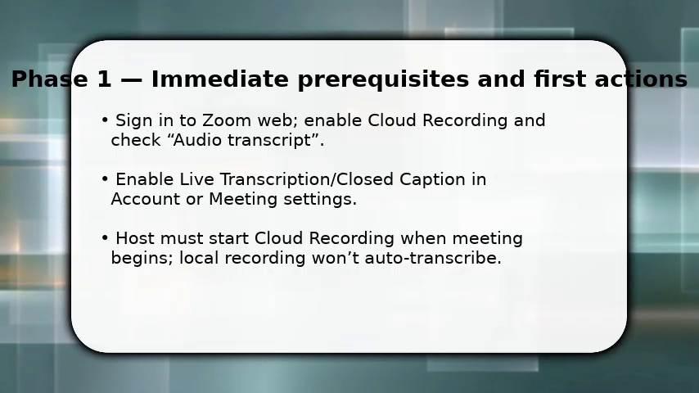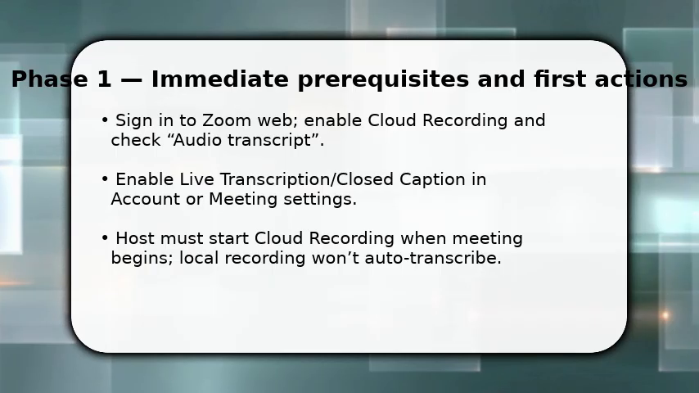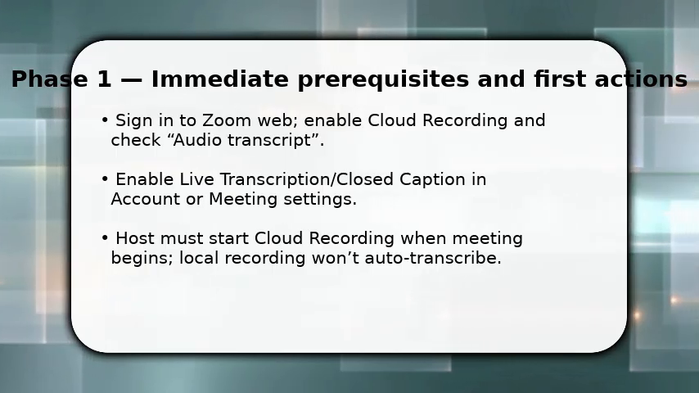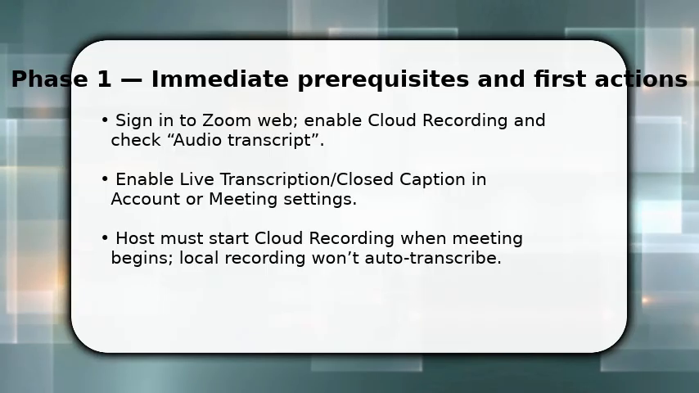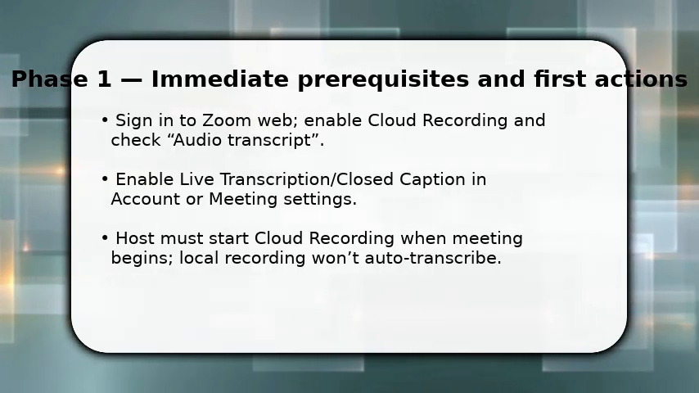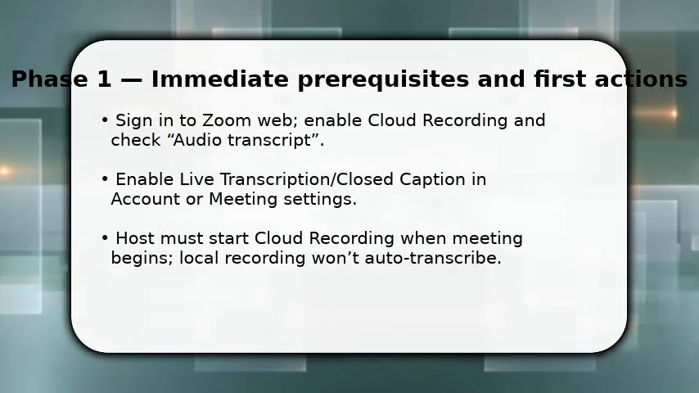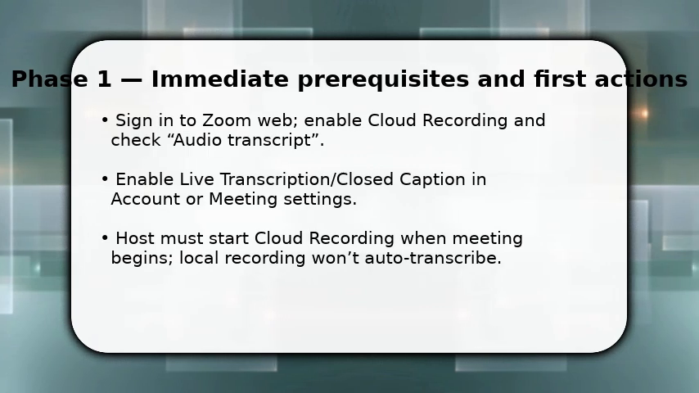Once done, turn on live transcription or closed captioning in account or meeting settings so the feature is available in session. Make sure you, or the assigned host, start cloud recording at meeting start. Local recordings do not produce automated transcripts. This setup step is critical because it produces the raw captions you'll convert and publish.